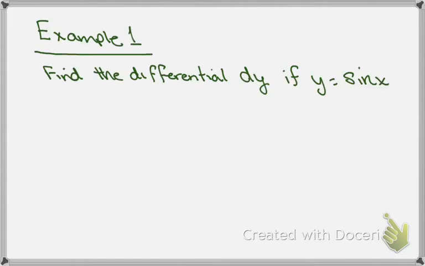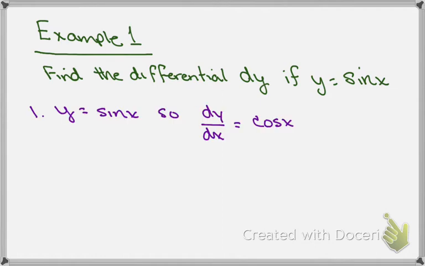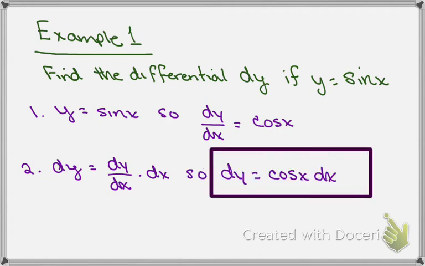In example 1, we're asked to find the differential dy if y is equal to sine x. So our first step will be to take the derivative of y equals sine x. So we get that dy dx is equal to cosine x. And then our second step says dy is equal to the derivative dy dx times dx. So we just take that derivative we found in step 1 and multiply by dx. And when we do that, we get that dy is equal to cosine x dx. And there's absolutely nothing more to it.